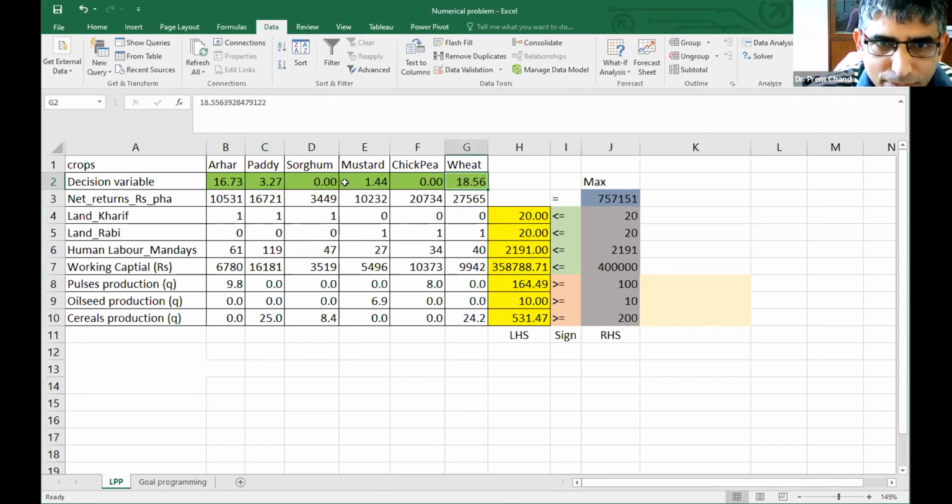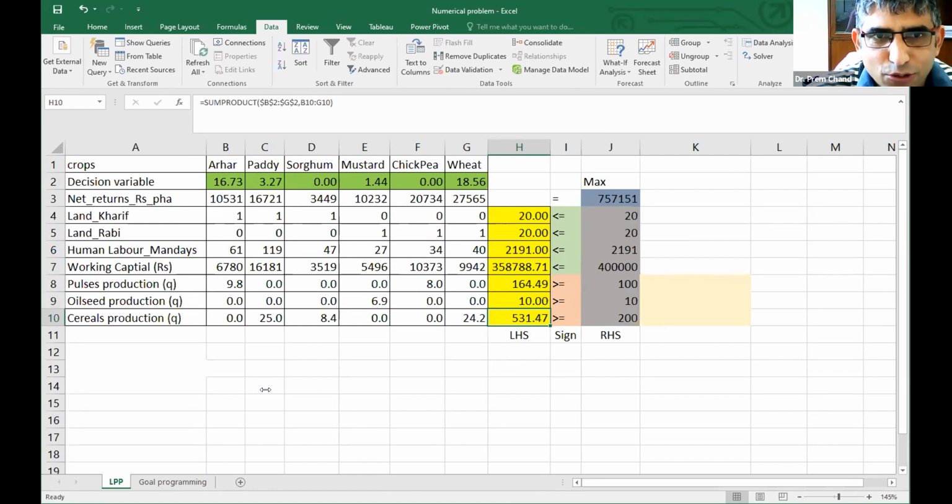Then in kharif also it is allocating area. We can see here that the model is suggesting that you utilize the entire land and the entire labor, but you have something left as working capital. Pulses production you have overachieved, oilseed just achieved, and cereal also you have achieved.